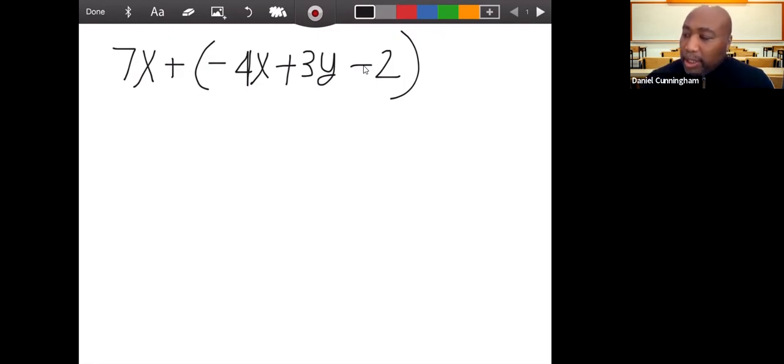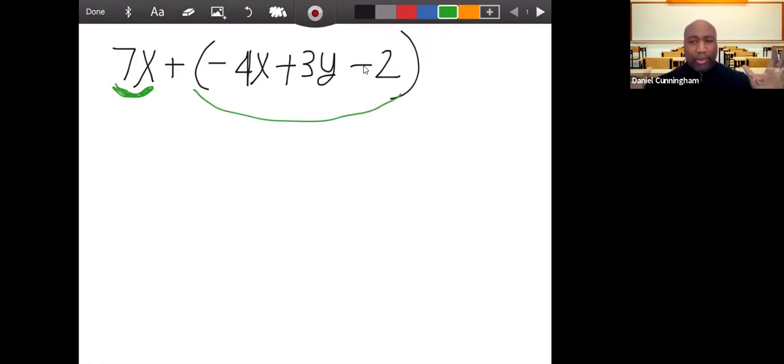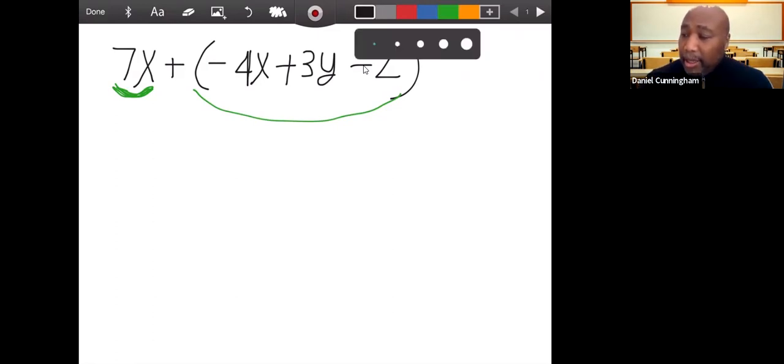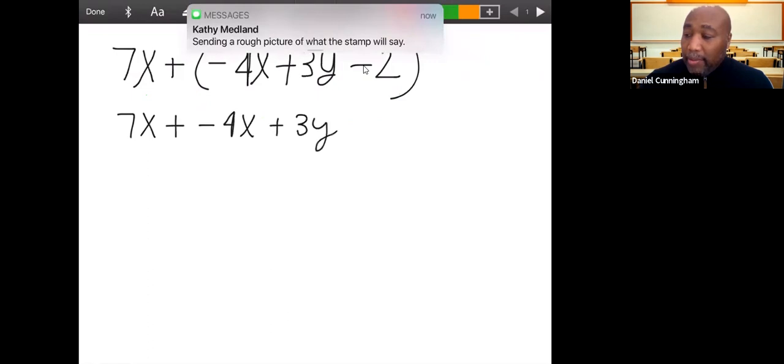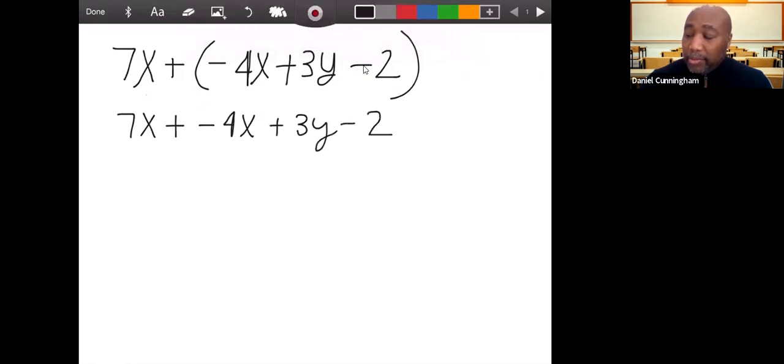So we have two expressions pretty much, and we want to get rid of the parentheses. How are we going to do that? So we have 7x plus this other expression. Remember, I put it in parentheses. Now, since it's a plus, I basically can do this. We rewrite this and say this is equal to 7x plus negative 4x plus 3y minus 2.